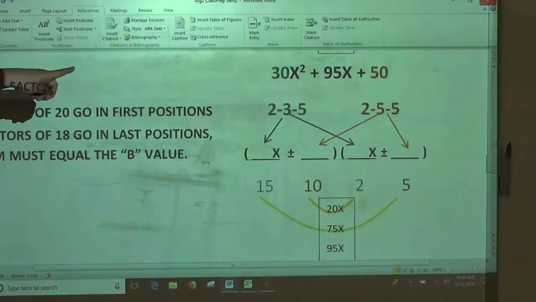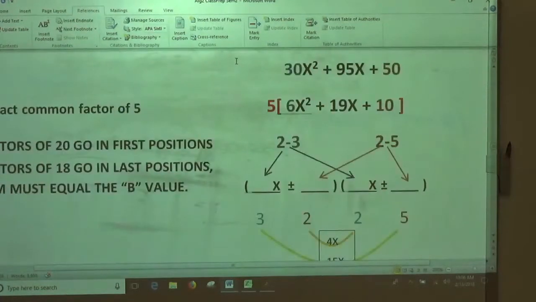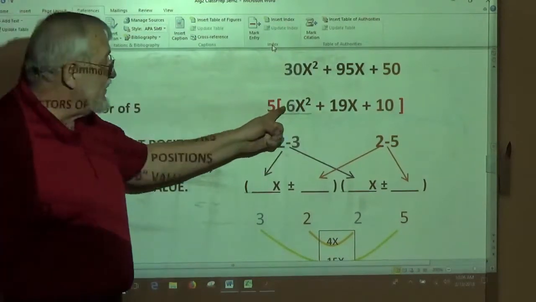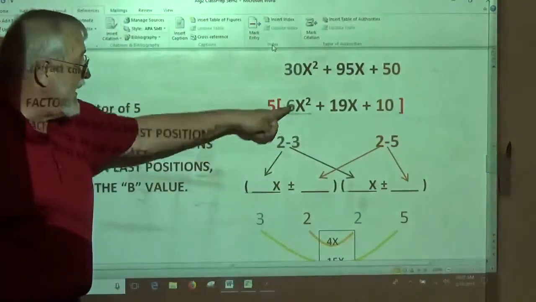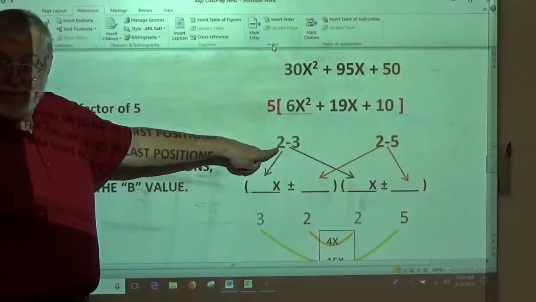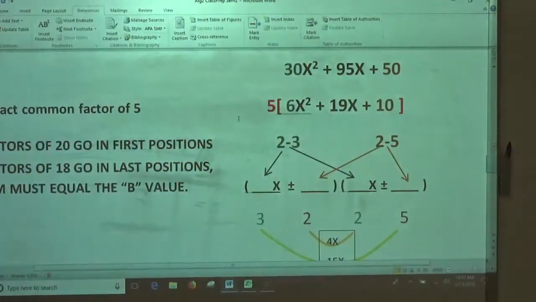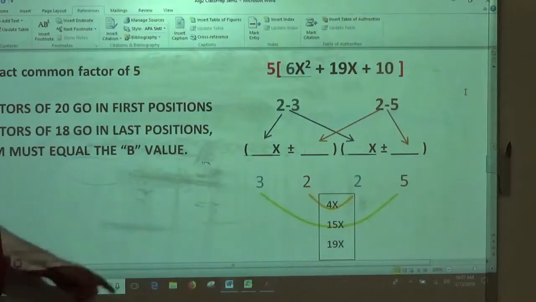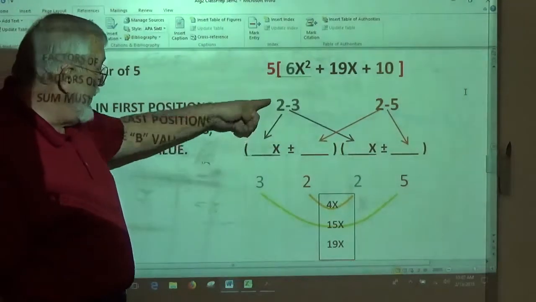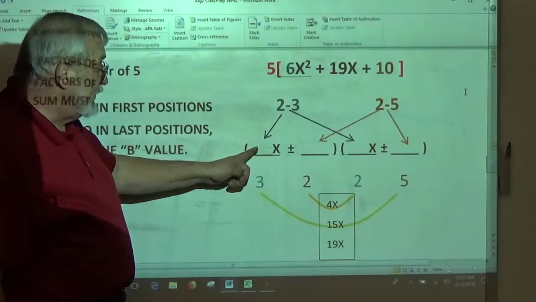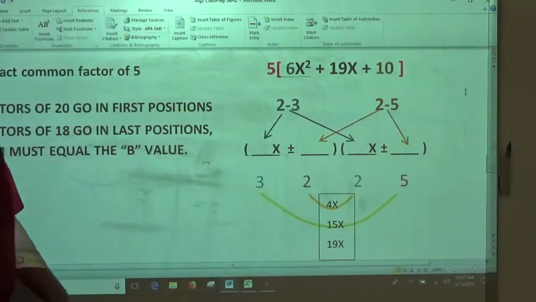Now, here's the thing in completely factoring. Do you notice that that original number has all 5s? It's a factor of 5? Okay, then what I should have done is factored 5 out. And so that makes this 5 times 6x squared plus 19x plus 10. What's 6? 2 times 3, and what's 10? Now they have to add up to 19. Well, again, in order for them to add up to 19, I got two choices here. And that is 6 and 1, or 2 and 3.